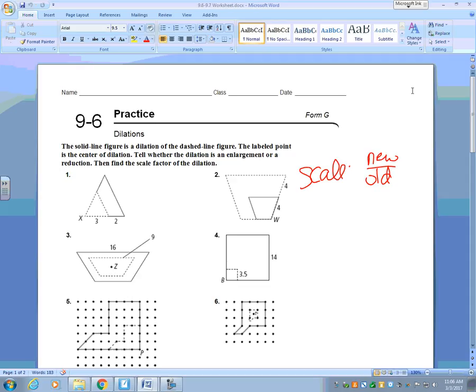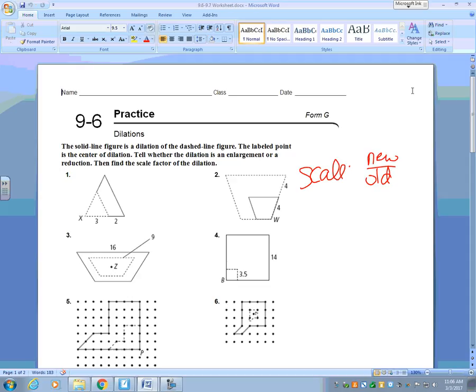This one is no, it's not. Yes, because the dotted figure is the original and the solid figure is the new one. No, we have to talk about the scale factor. How do we do that? It's just the new over the old. Oh, that's right. New over the old.